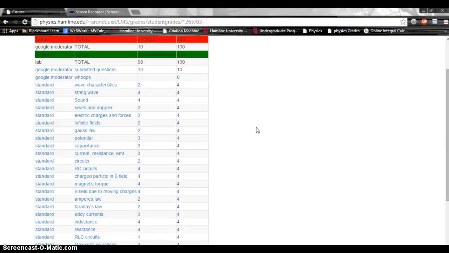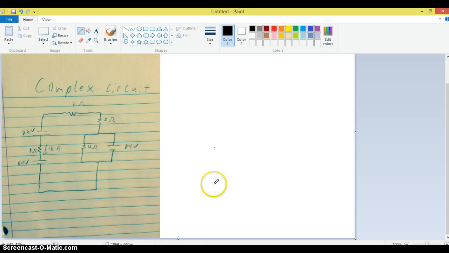Alright, so I am going to be doing the standard for circuits. As you can see here, I have two. The example I'm going to be doing today is this one here.